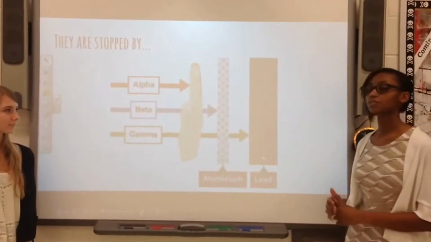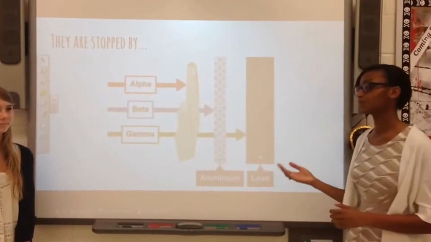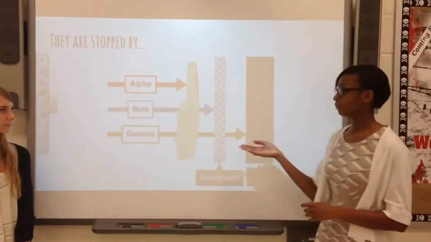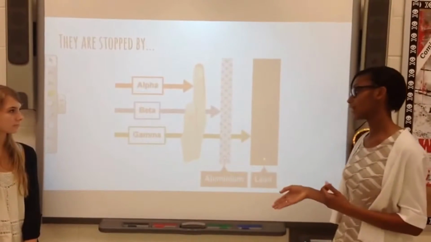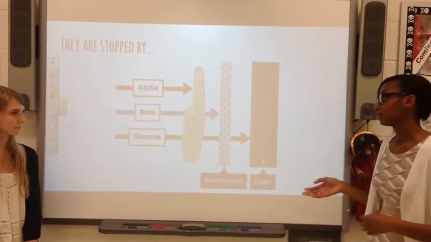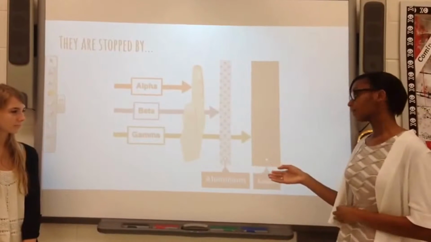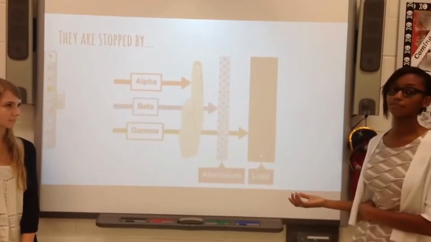Okay, these particles are stopped by different things due to their varying degrees of strength. Alpha particles can be stopped by basically your hand, beta particles by a weaker metal like aluminum, and then gamma particles by a pretty thick sheet of lead.